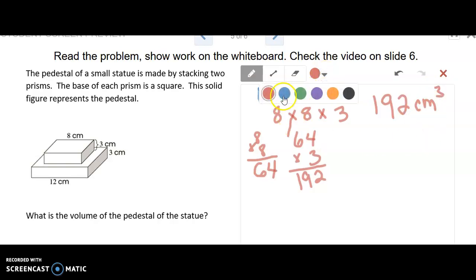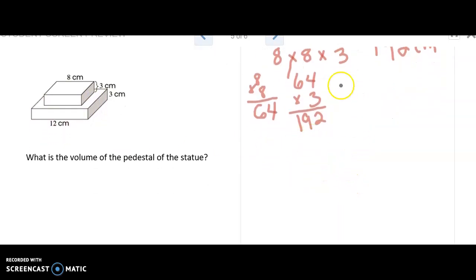Let's find the volume of the larger bottom one. Okay, so let's go ahead and fill in my length times my width times my height. My length is 12 centimeters. My width is 12 centimeters. And my height is 3 centimeters. Okay, let's do the math.